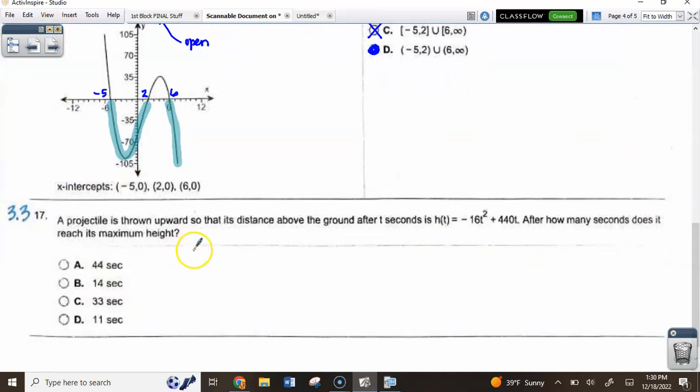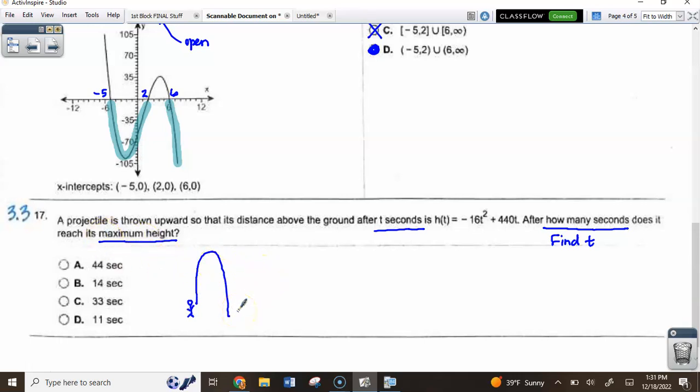17, a projectile is thrown upward so that its distance above the ground after t seconds, so t stands for seconds, is h of t equals this expression. After how many seconds does it reach its max height? So after how many seconds, which means find t, and then keep reading, does it reach its max height? So you have to think about, if I take a ball and I throw it up, right?